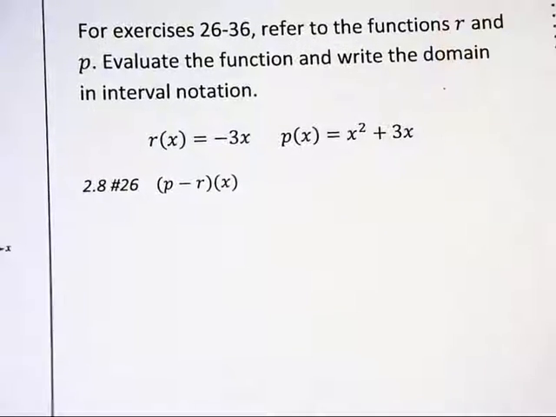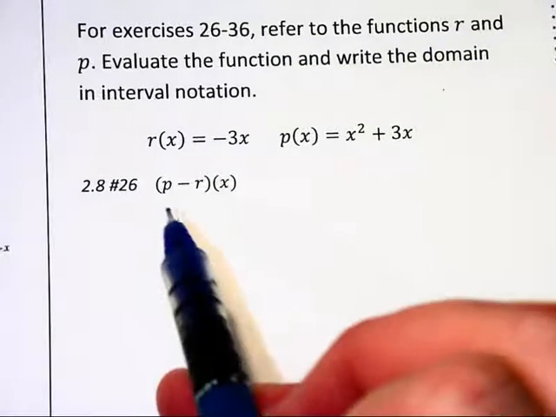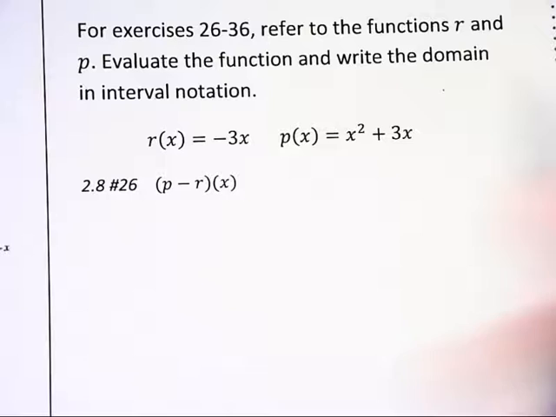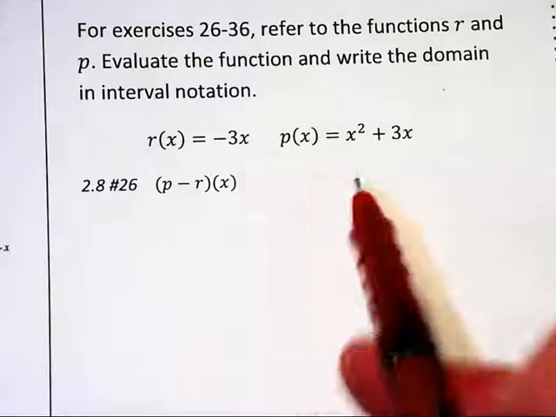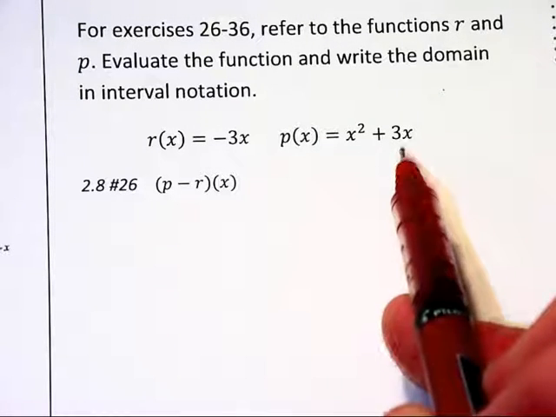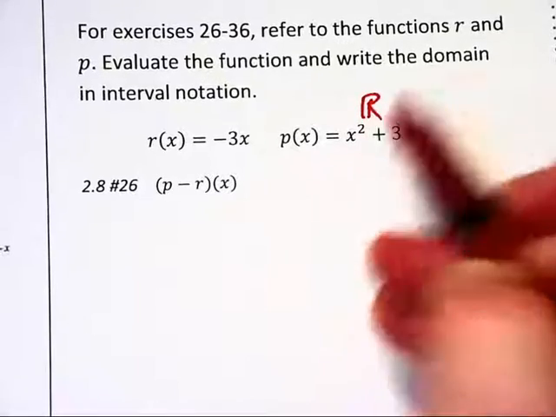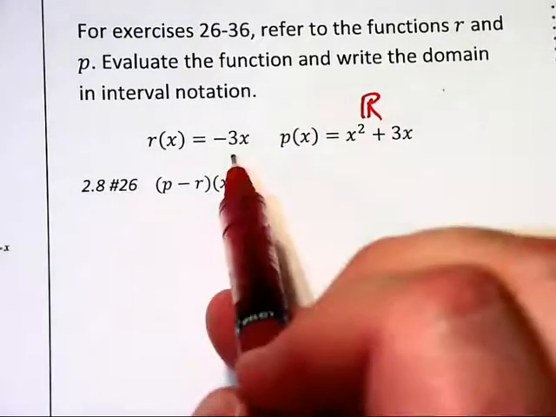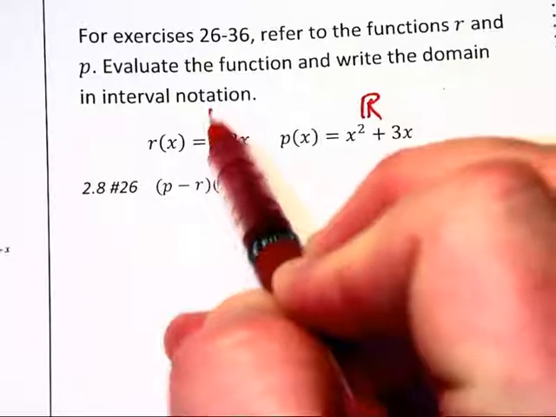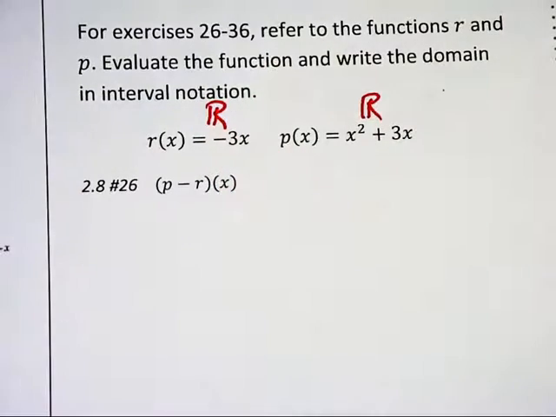Now let's take that idea and look at these functions. We have p(x) minus r(x). Now let's look at p(x). That's a polynomial, it's a parabola, its domain is all real numbers. r(x) is a diagonal line, its domain is all real numbers. So separately, their domains are all real numbers.